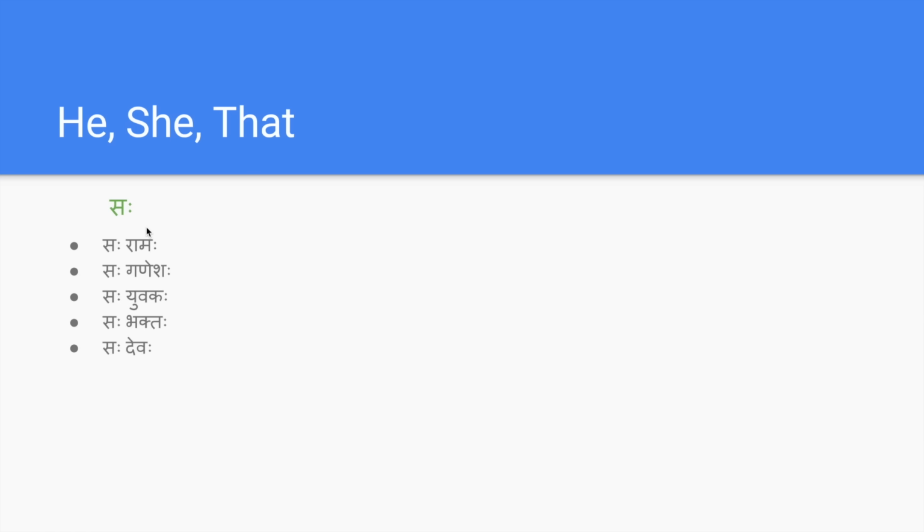Okay. Next thing to observe is the next word, she. The word for she is sa. Sa Sita. She is Sita. Sa Mala. She is Mala. Sa Mahila. She is lady. Sa Devi. She is Devi. Sa Yuvati. She is young lady. So that is how it comes.